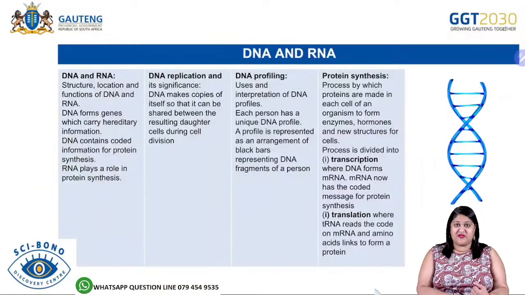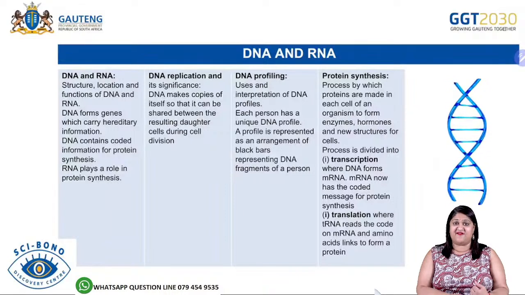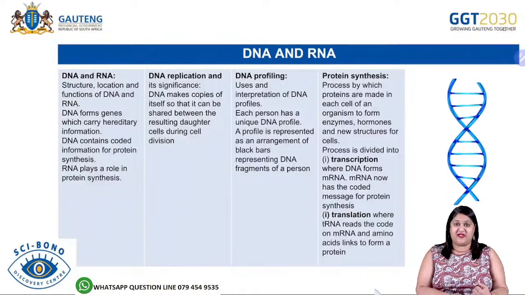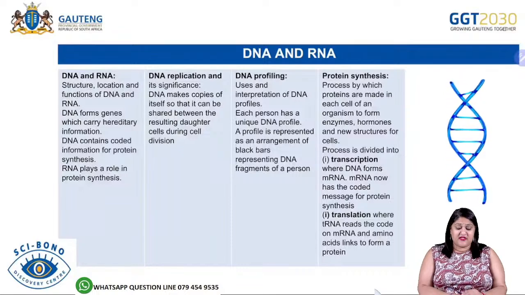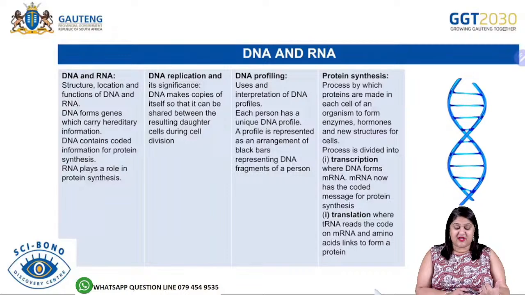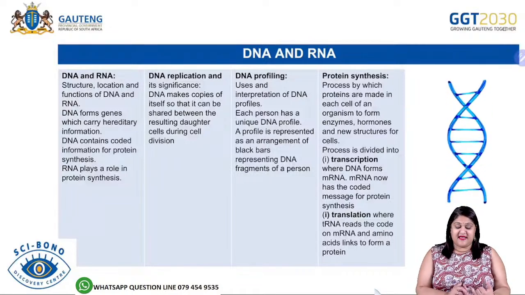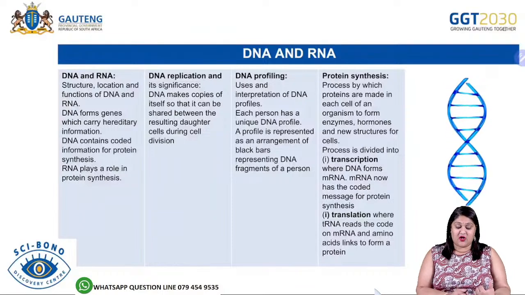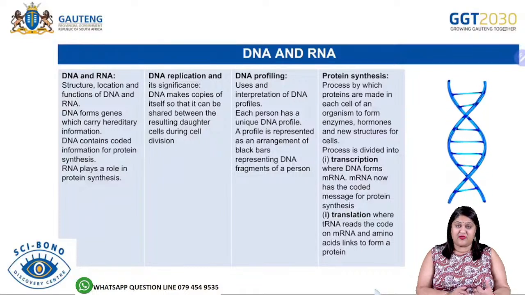So going to a little bit more detail, this is taken partly from the examination guideline, but you should look at your examination guideline very clearly for every topic in life sciences, because it's going to give you an indication of what it is that you need to study. It's basically your scope. So the DNA and RNA, the structure, what do you need to know about it? You need to know the structure, the location and the functions of DNA and RNA. DNA forms genes which carry hereditary information. DNA contains coded information for protein synthesis, and the RNA plays a role in protein synthesis.